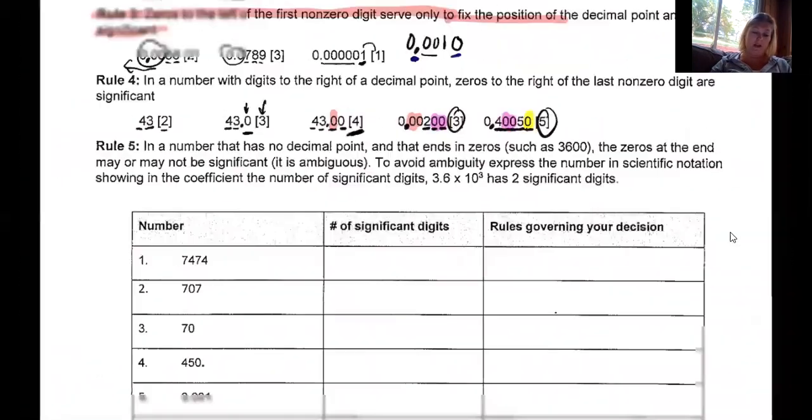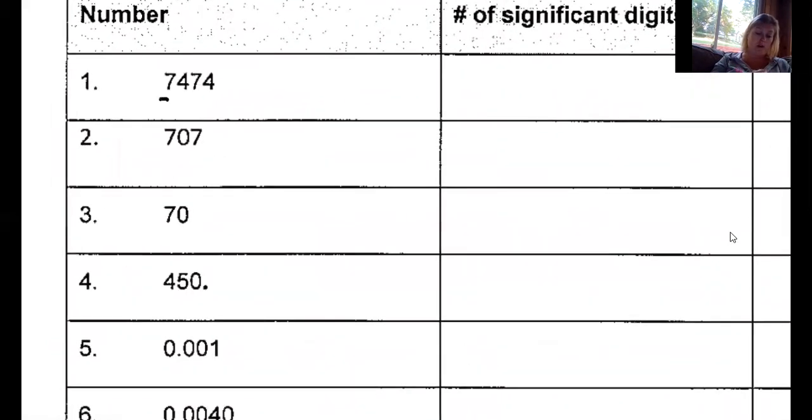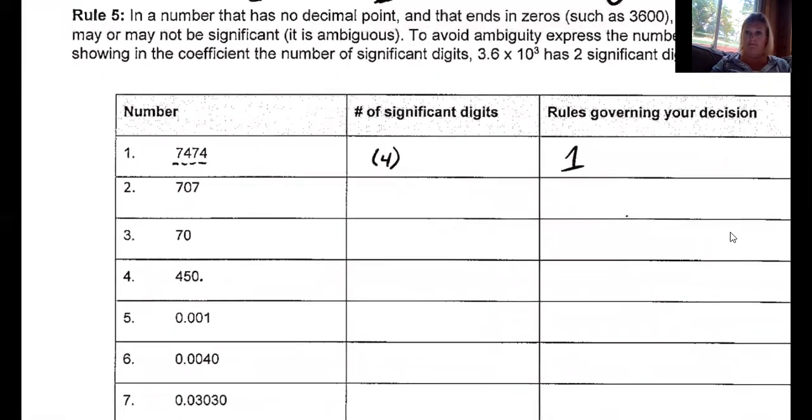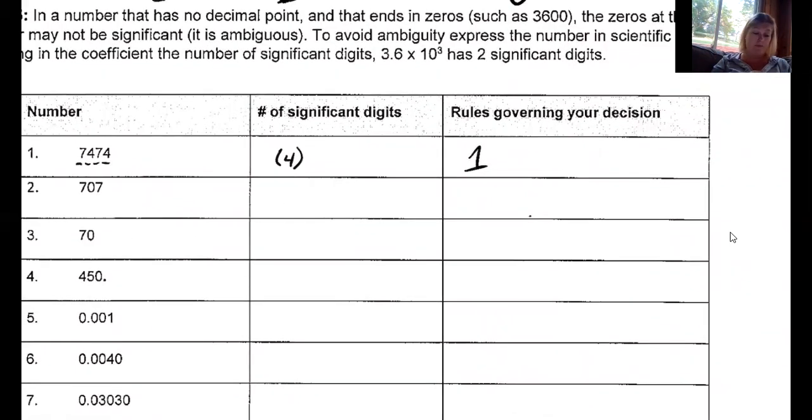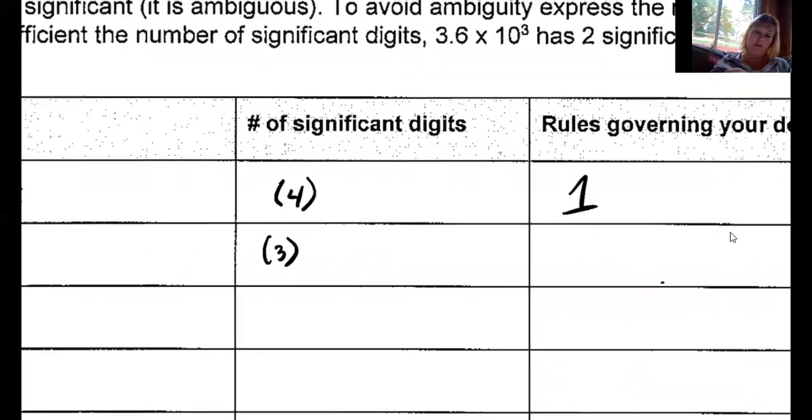Okay, so here's what I need you to do. I want you to complete this page. Tell me how many significant digits there are. Underline them. 4, 7, 4, 7, 4. There are 4 significant digits. What rules does it cover? It comes from rule 1, meaning they're all non-zeros. Number 2, how many significant digits are in number 2? We have the 7 and the 7. That's straightforward. And then we have rule 2, which makes that 0 a sandwich. So we have a total of 3 significant figures. The rules are 1 and then 2, which is the sandwich rule. I'm just going to write SW for sandwich.